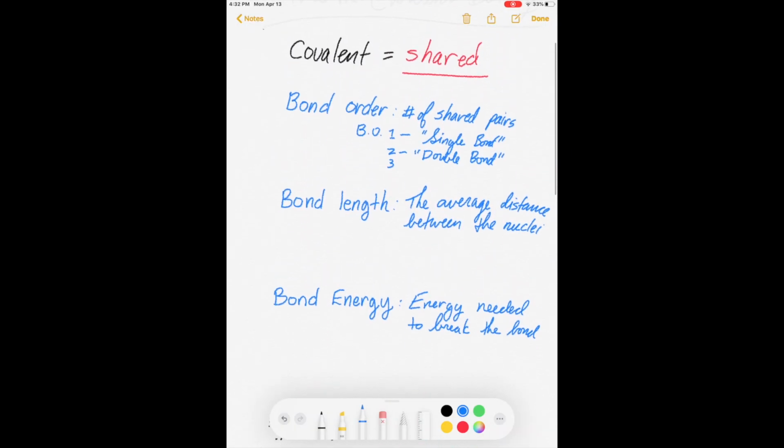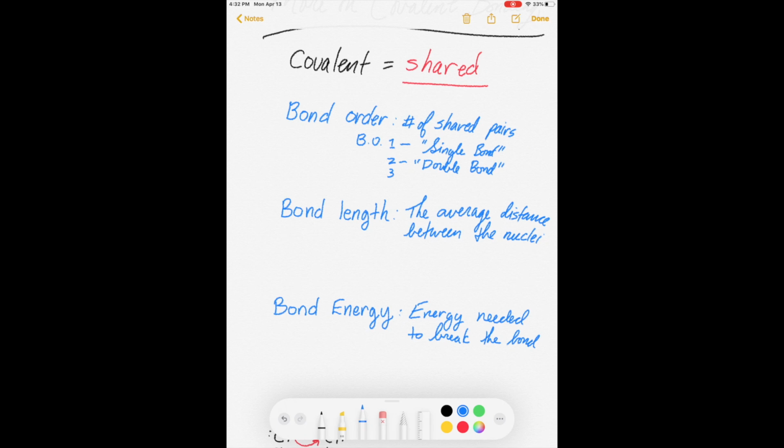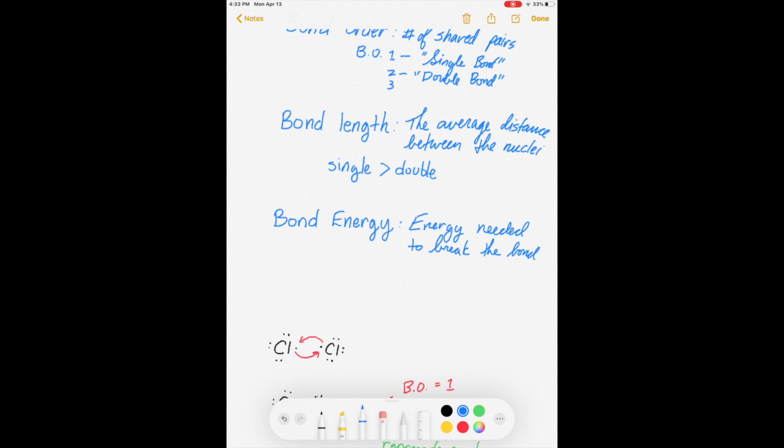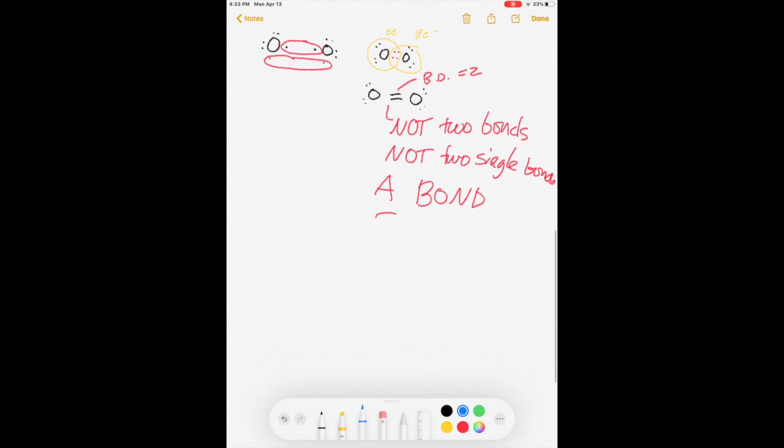So what about bond energy or bond length? As it turns out, the force of attraction between these shared pairs and the nuclei is much greater. So a single bond is going to be slightly longer than a double bond. Because a double bond involves more particles, we have more forces of attraction. It means we have a greater bond energy. And so we would say that a single bond is actually weaker than a double bond. It's easier to break. Okay?